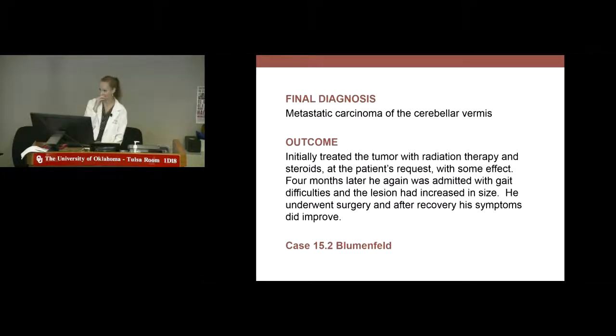All right, so he did have metastatic carcinoma of the cerebellar vermis. They treated him with radiation therapy and steroids, and then 4 months later, he still had gait difficulties and the lesion was bigger, so they went ahead and did some surgery, and he did seem to recover.